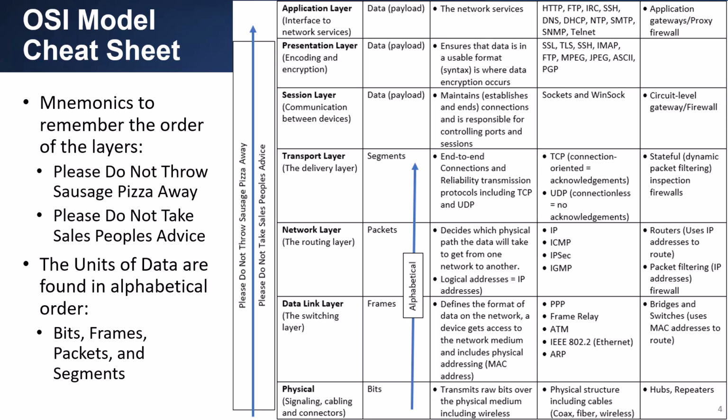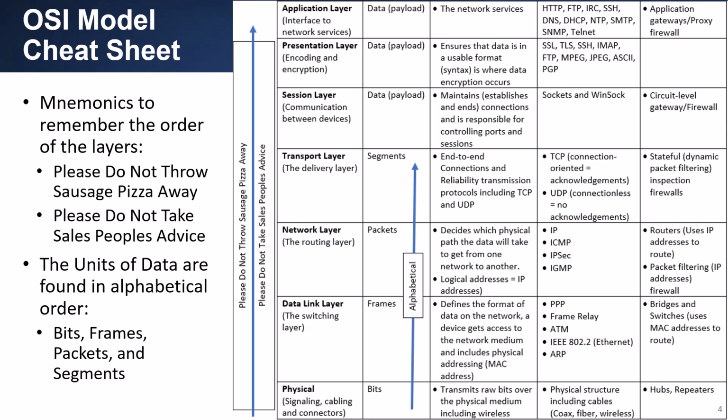The P layer, or layer 1, is the physical layer that transmits raw bits over the physical medium, including wireless. It includes the signaling, cables, connectors, hubs, and repeaters. The D layer is the data link layer, which defines the format of data on the network, how a device gets access to the network, and includes the physical addressing or media access control, or MAC address. In the data link layer, the data is grouped into frames. It includes the IEEE 802.2 or Ethernet standard, the ARP protocol, and bridges and switches.